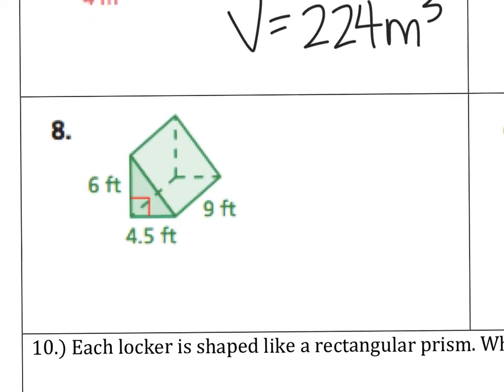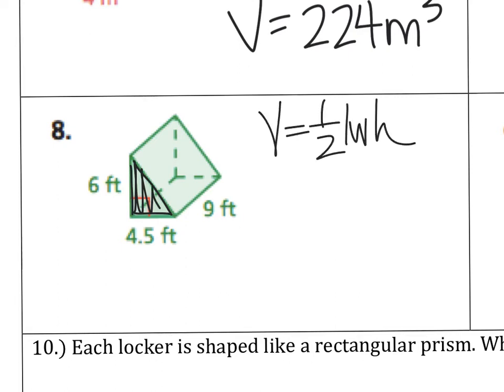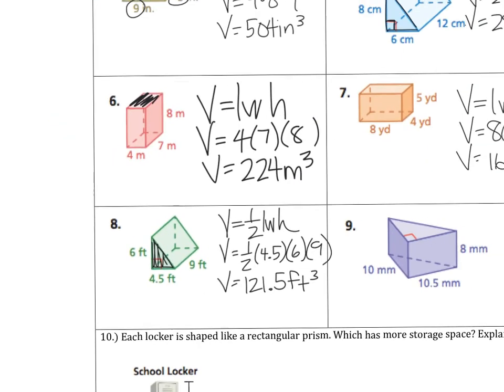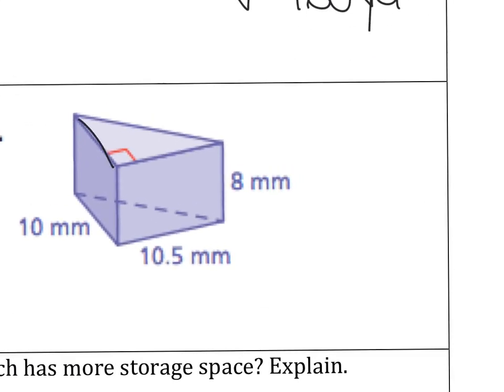Okay, 2 more. I have a triangle, so I can't forget about the 1/2 LWH. So this is 1/2 times 4.5 times 6 times 9. So I type that in, 4.5 times 6 times 9. I get 121.5 feet cubed.